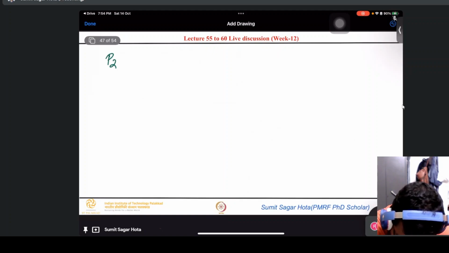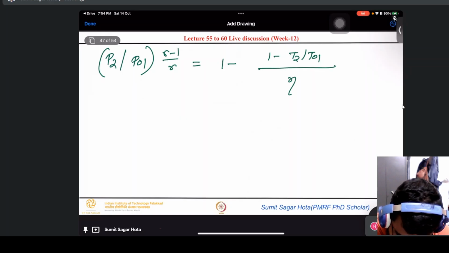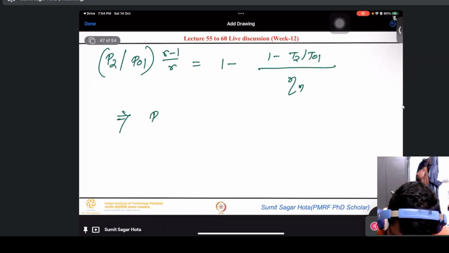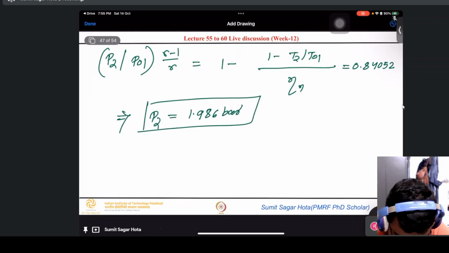So 1 minus P2 by P01 to the power gamma minus 1 by gamma. If you solve it, you get this value as 0.845. You solve for P2, you get 1.986 bar. Okay, now you have P2, so I have to find out the mass flow rate.